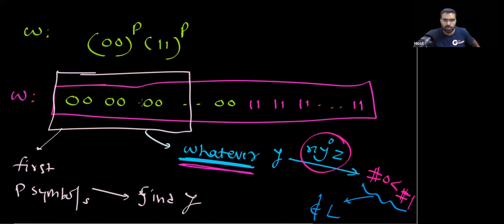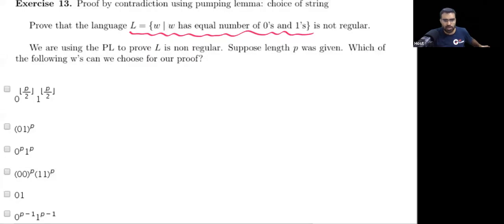So whatever y you take, if you repeat it 0 times, the resulting string will not belong to L. The resulting string will have fewer zeros than ones. So this resulting string will not belong to L. I can say this string will also help you. So I can say these are the answers.